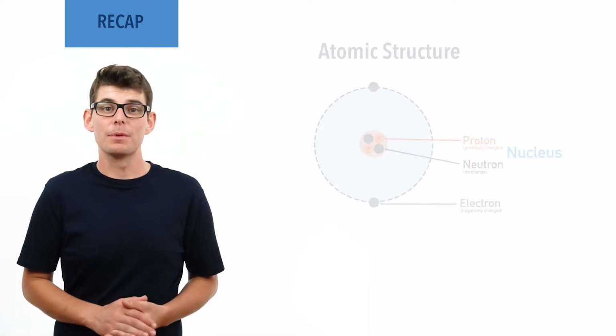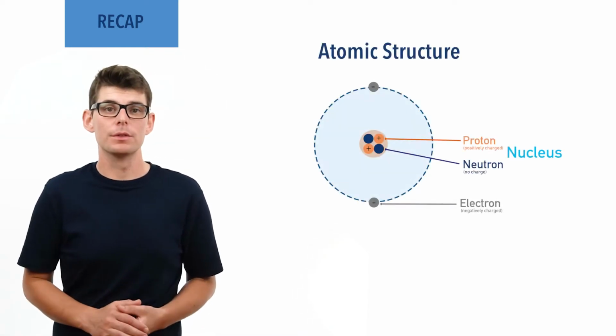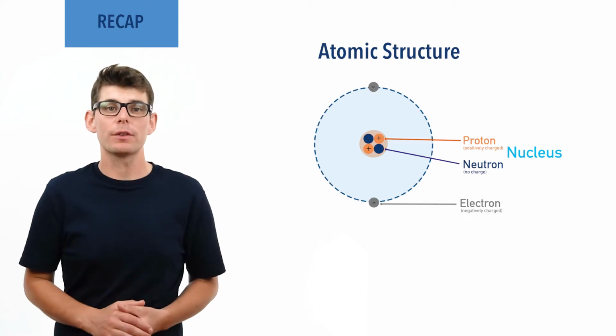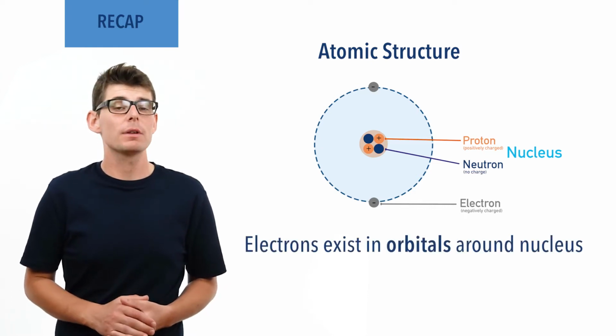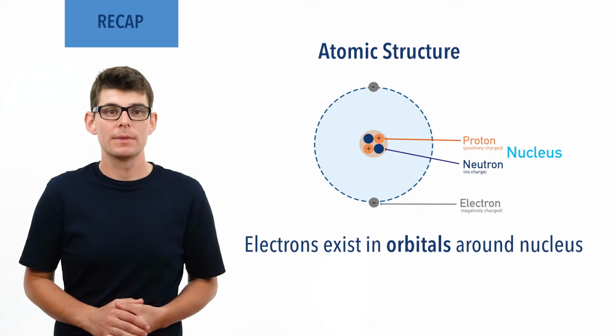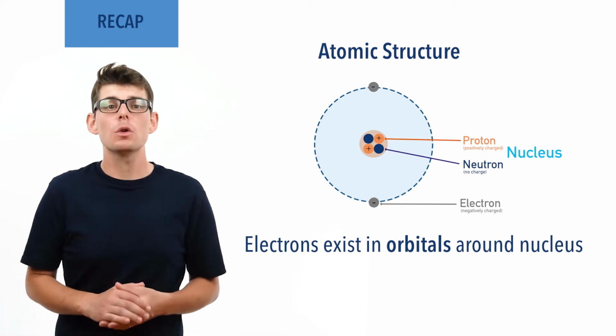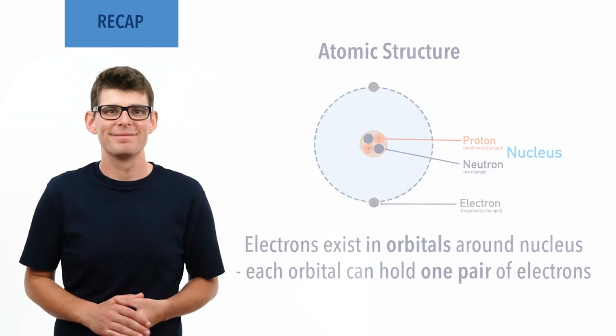Before we talk in detail about ionic bonding, there are a few essential ideas you need to be comfortable with. Atoms are made up of protons, neutrons, and electrons. Negatively charged electrons exist in orbitals around a positively charged nucleus. Each orbital around an atom can hold one pair of electrons.